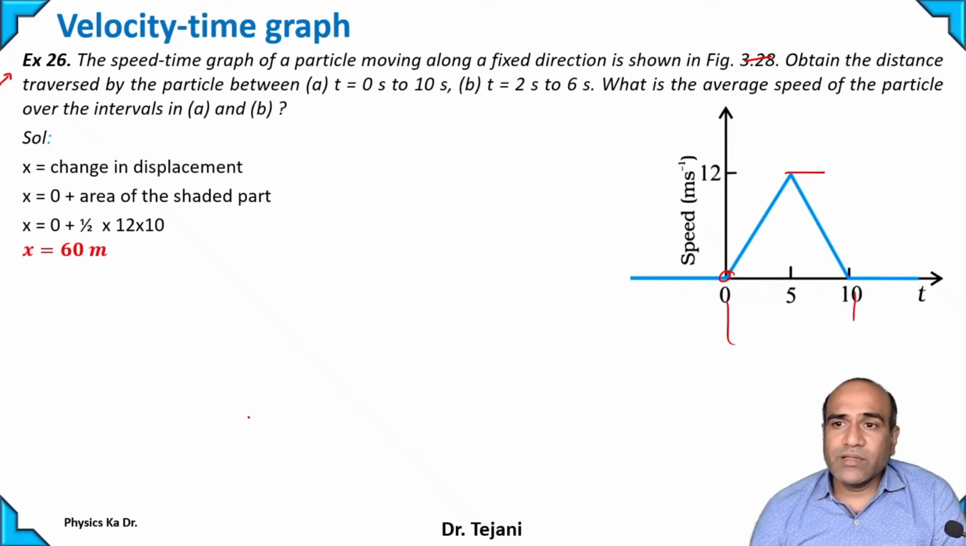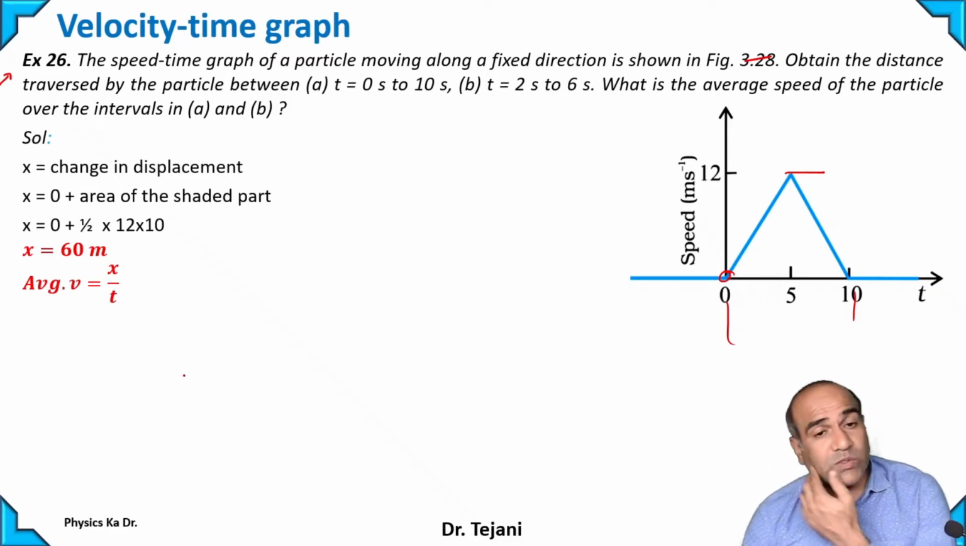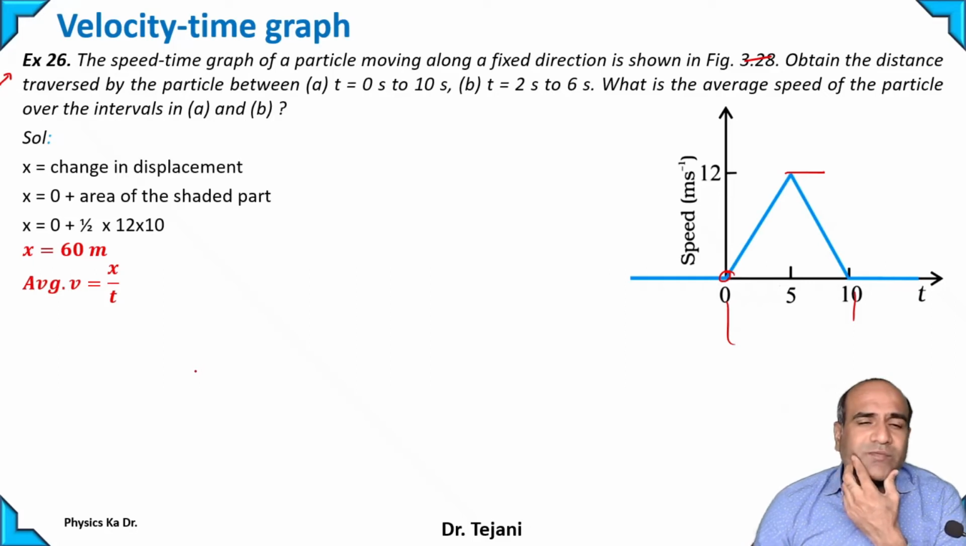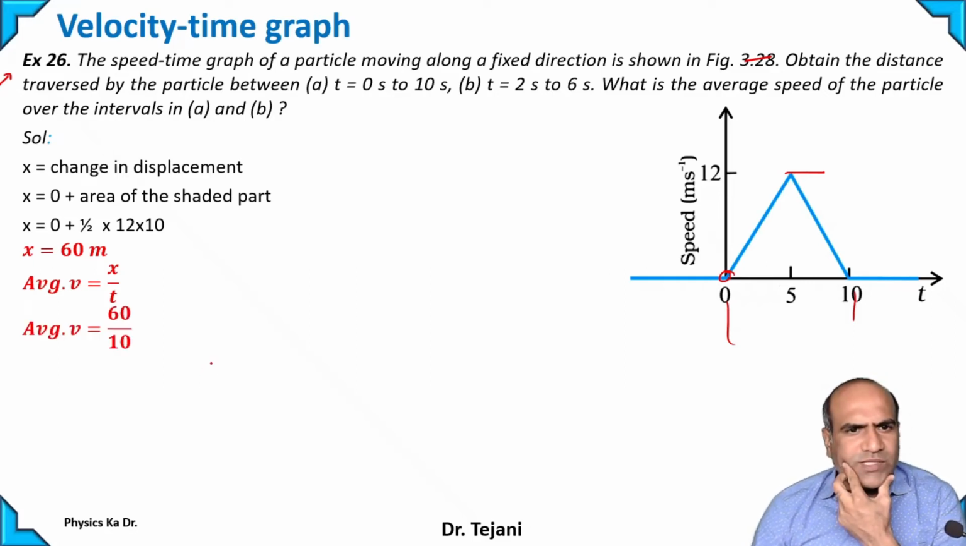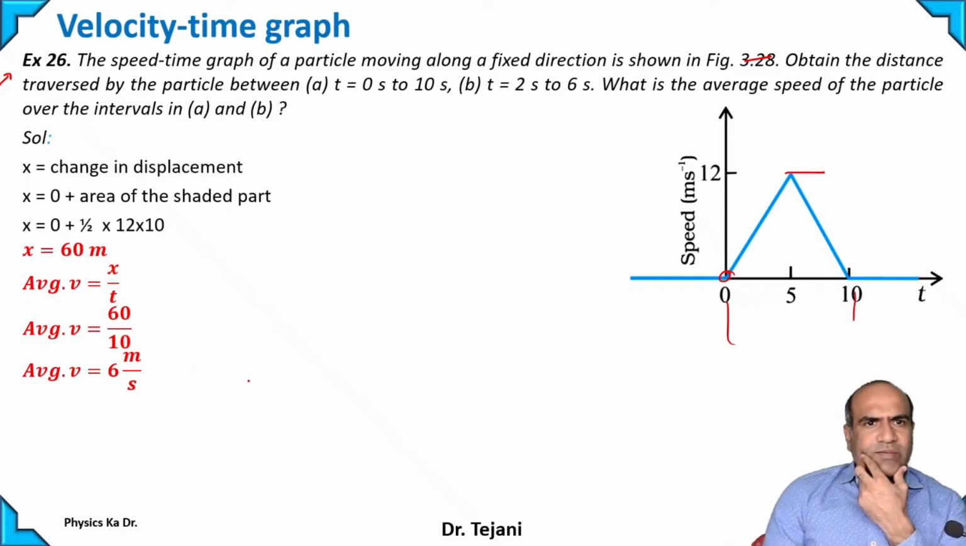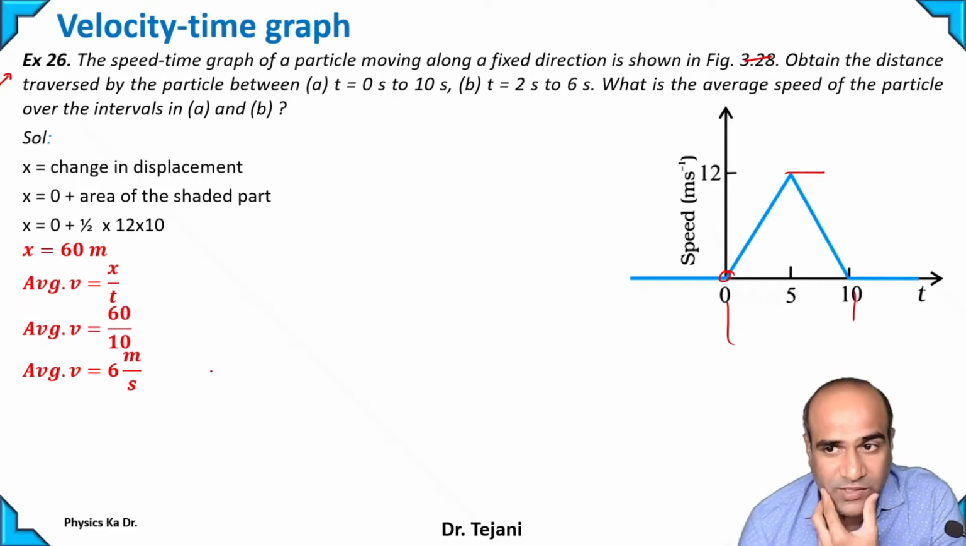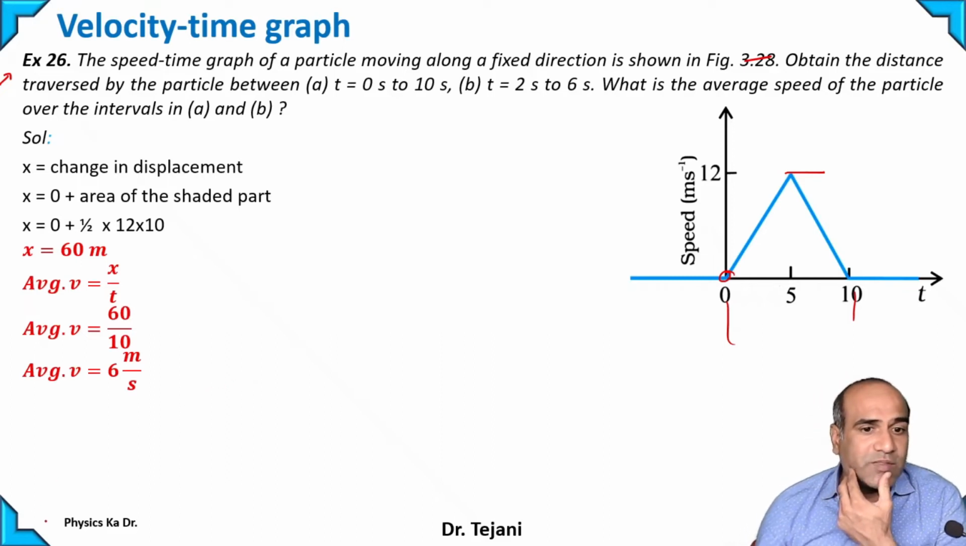Average speed of the particle. Distance we got. We need time. Speed v is equal to x by t, and therefore 60 by 10 gives 6 meter per second. The average speed of the particle over the interval A to B is 6 meter per second.